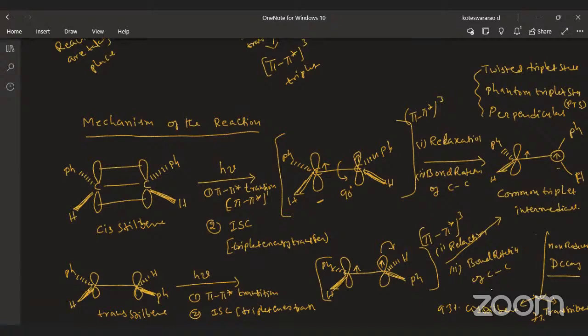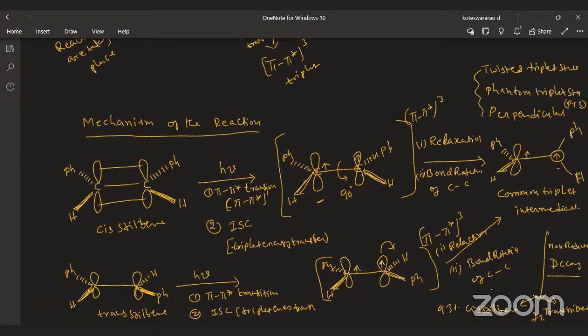Right. In particular, in the stilbene case, 330 nanometers gives the photostationary state. That is whatever the state we are discussing, the photostationary state, that is the equilibrium mixture. About 93% of cis stilbene and 7% of trans stilbene will be generated. That is called the photostationary state.